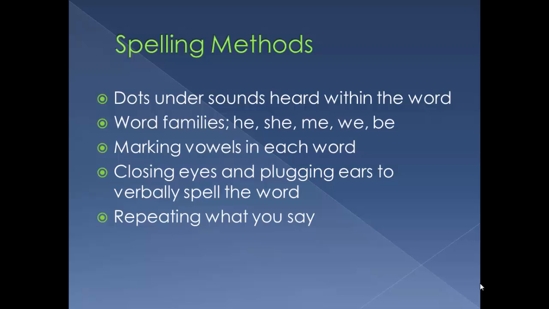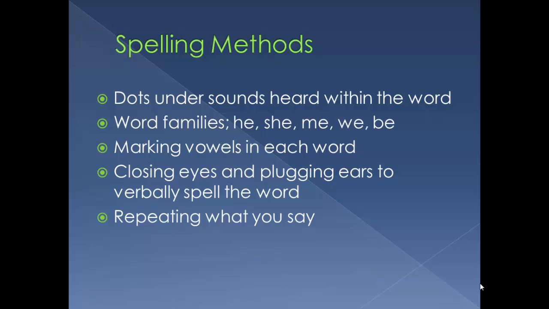Spelling methods. Some spelling methods are that you can put the dots under the sounds that you hear within the word, like I last said. Another one is that you can create word families. Word families are words that all sound the same, like he, she, me, we, and be. They are all tenses, or people.